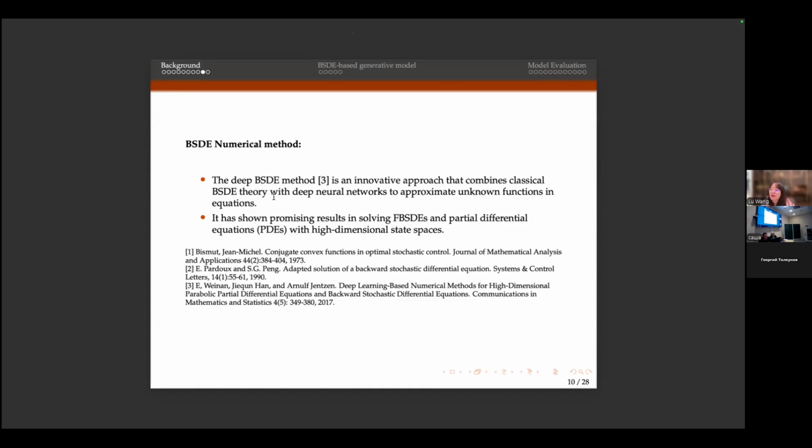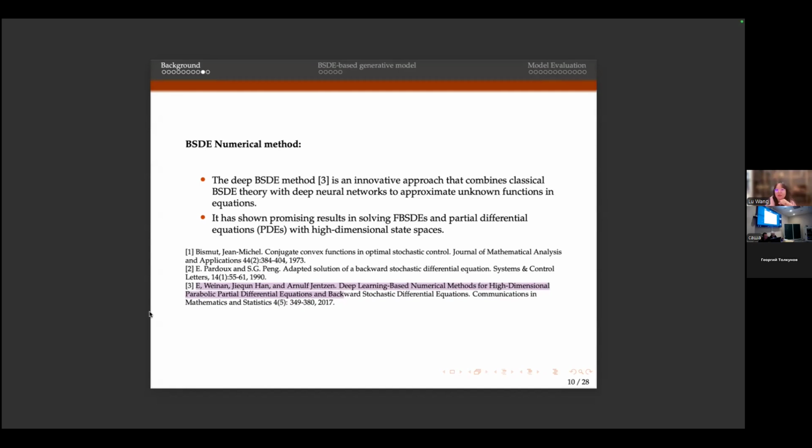With its development, we also see many numerical methods, for example the deep BSDE method. This method combines classical BSDE theory with deep neural networks to approximate unknown functions in the equations. This is a promising result in solving FBSDEs and PDEs. You can see that this reference is published in PNAS, I remember. That may be another paper.